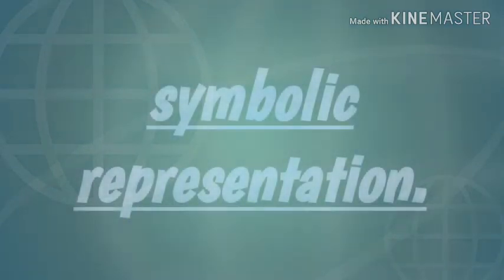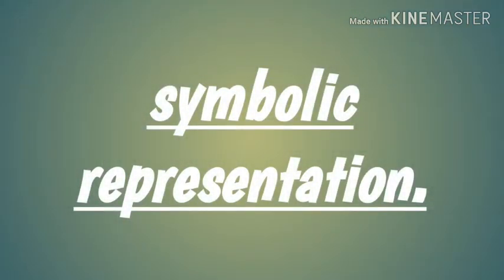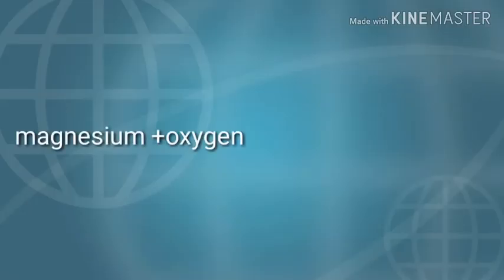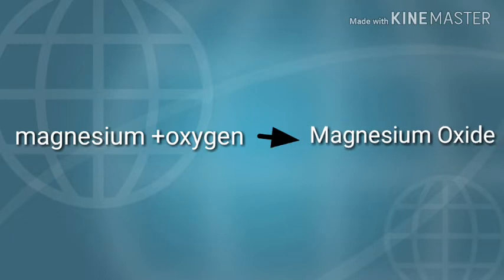So moving on to symbolic representation, we will learn how to write a word equation in a symbolic representation. We are taking that previous example of magnesium plus oxygen giving magnesium oxide. To write the word equation in symbolic representation, we should know the formula or symbols of those elements. So magnesium is written as Mg, oxygen is written as O2, and magnesium oxide is written as MgO. After substituting all the elements in place of words, we get this equation as a result.